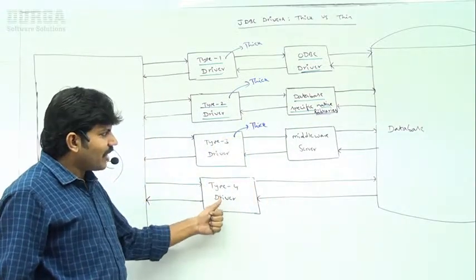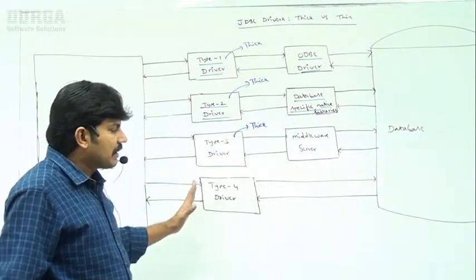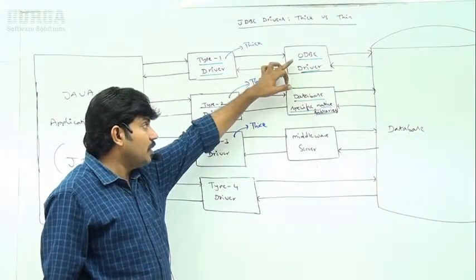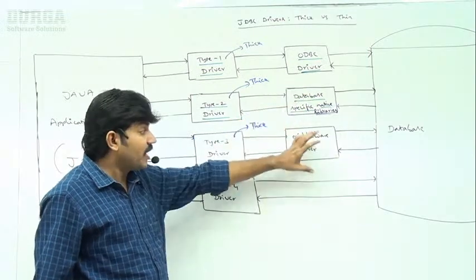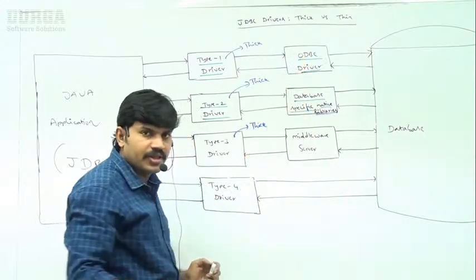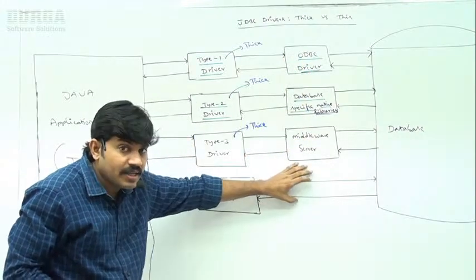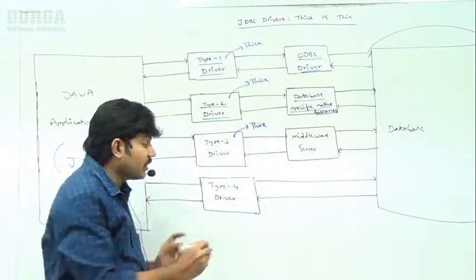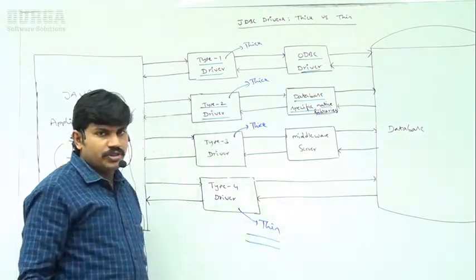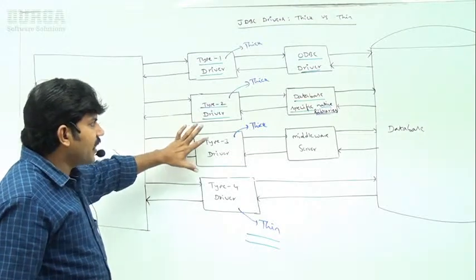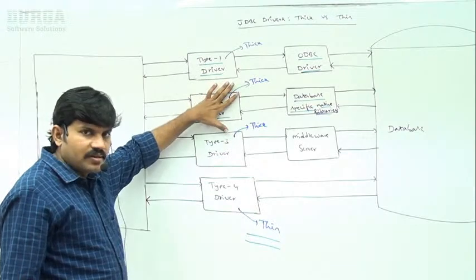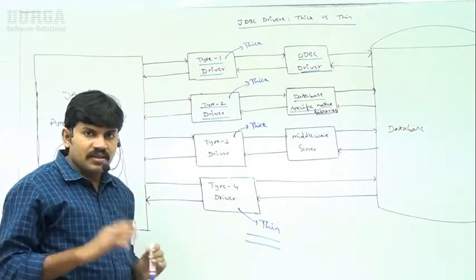But if you observe, type 4 driver directly communicates with the database. It is not taking any extra component like ODBC driver or database specific native libraries or middleware server. This type 4 driver directly communicates with the database without taking any extra component support. That's why this driver is a thin driver. Are you in a position to understand, right? Sir, which drivers are thick drivers? Type 1, type 2, type 3 drivers are thick drivers. Type 4 driver is a thin driver.